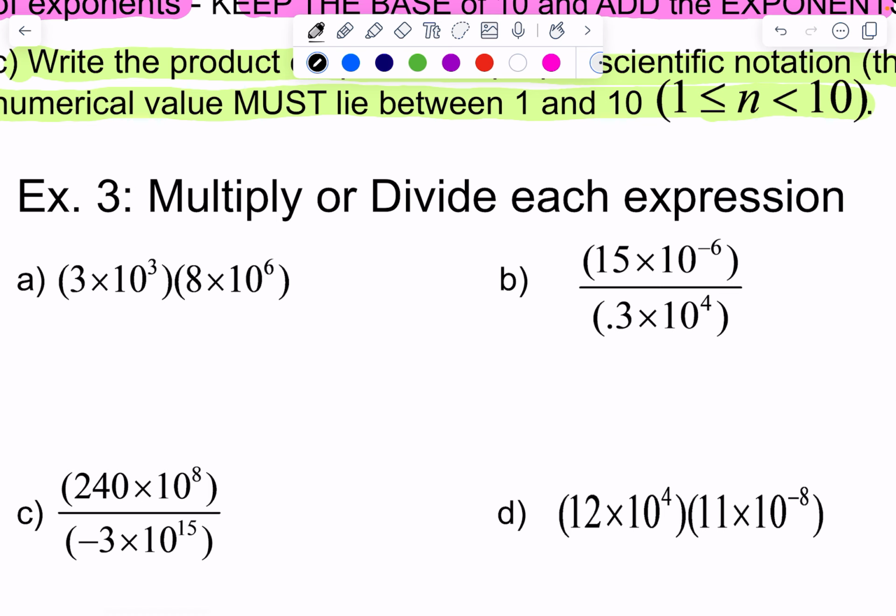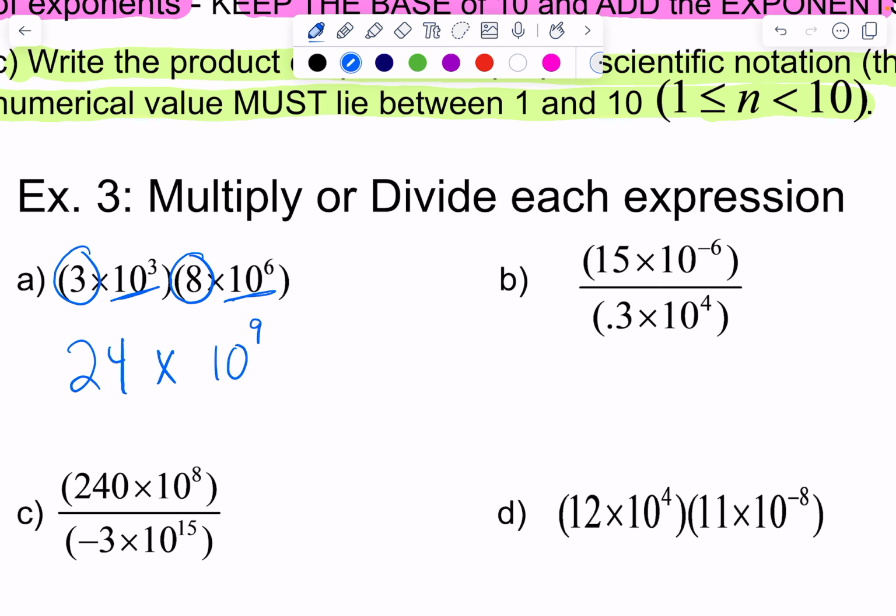Multiply or divide each. 3 times 10 to the third times 8 times 10 to the sixth. First, multiply the numerical values. 3 times 8 is 24. Next, multiply the powers of 10. 10 to the third times 10 to the sixth. When the bases are the same and you're multiplying, you keep the base and add the exponents.